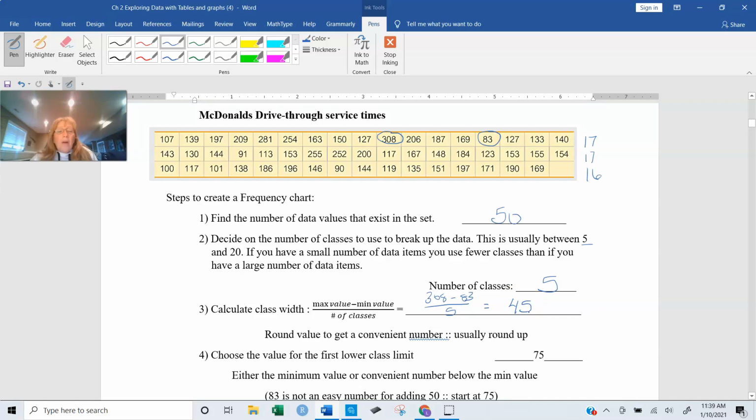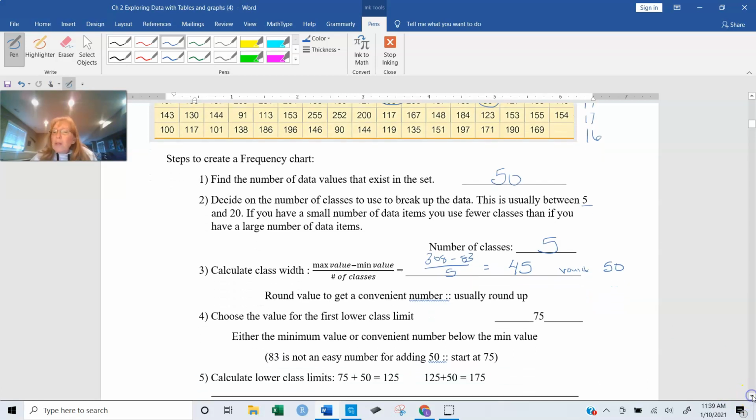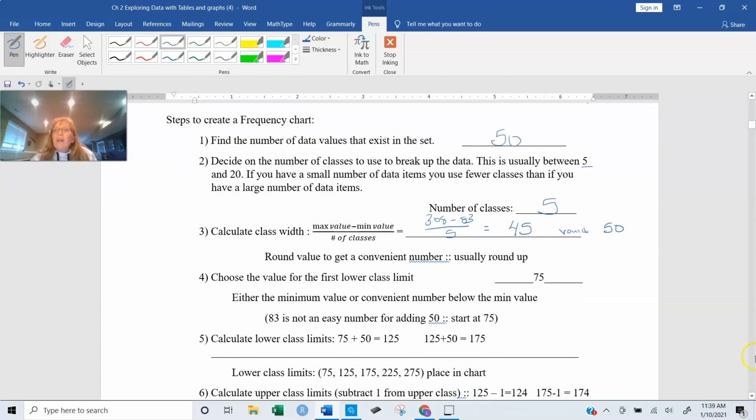It does not matter, but it's hard to add in your head constantly. So we're going to round this to 50, just because it is not necessarily mandatory. But when you do this, you always want to make it easy to follow for anybody who's reading, and going up by 50 is easy to follow.